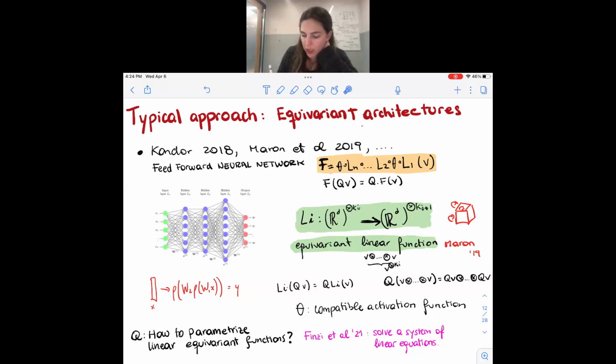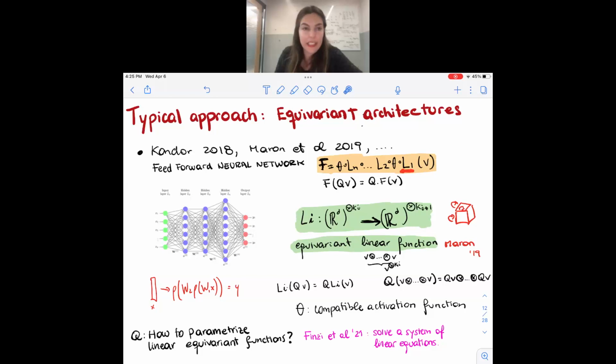A feed-forward neural network is the composition of linear layers with nonlinear activation functions, right? You take a linear layer, fully connected, then a pointwise nonlinear activation function, then a linear layer, etc. If you want to write a function in that form that is equivariant with respect to some group action, then you want f to have the property that f of Q times v is equal to Q times f of v, for all v and all Q. One way of doing this would be to restrict the linear layers to have that property.